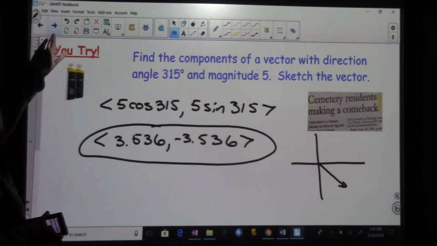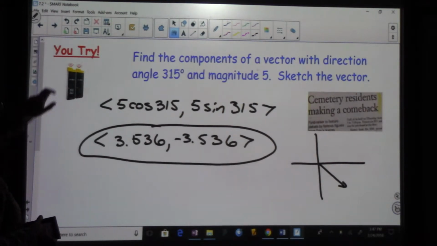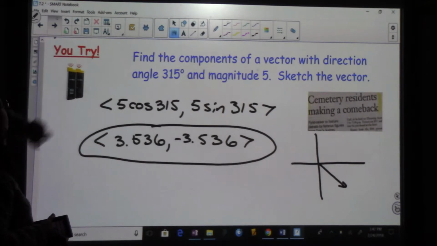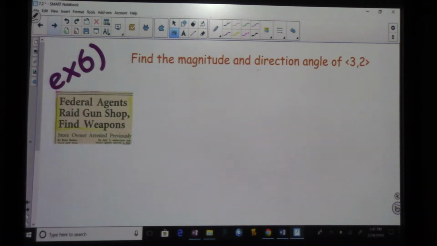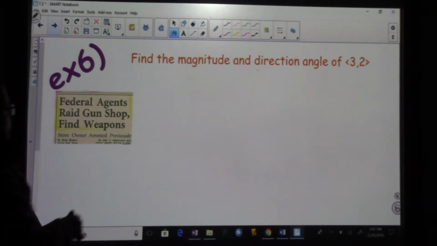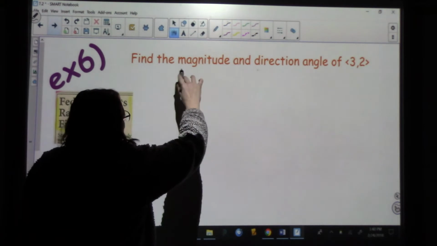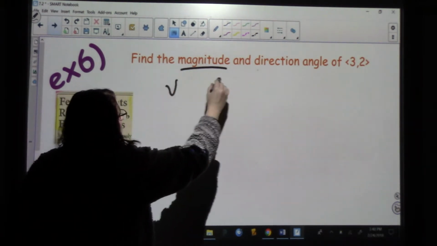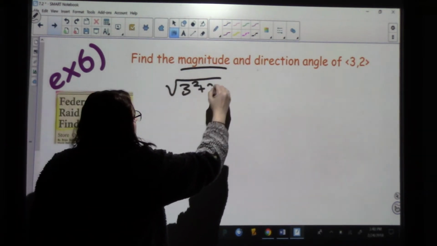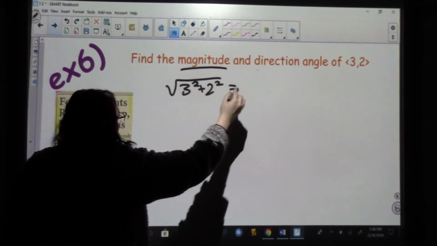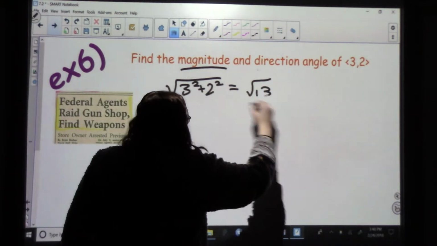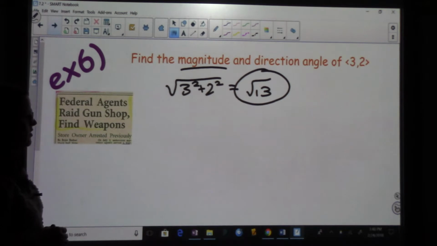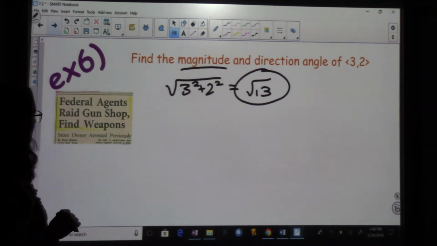Alright, let's go backwards. This is the tougher stuff. We're going to now find the magnitude and direction angle given the component form. Well, just to remember, let's first find the magnitude. That's super easy to find. That's the square root of 3 squared plus 2 squared. So I get 9 plus 4, 13. So I found the magnitude. That's really easy. It's the direction angle we need to be careful of.